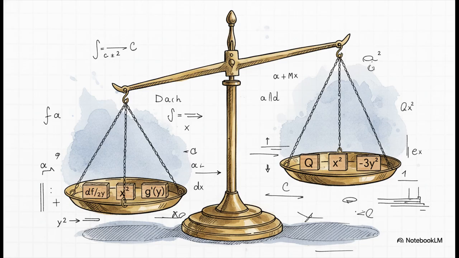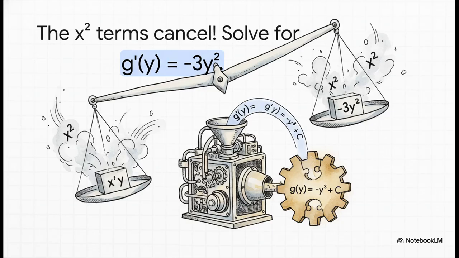Then we set that result equal to our original q component, which was x squared minus 3y squared. And now look at this. The x squared terms on both sides just cancel out. That leaves us with a really simple equation. g prime of y equals negative 3y squared. We integrate that, and we get that g of y is negative y cubed plus a good old constant c. We found the missing piece.